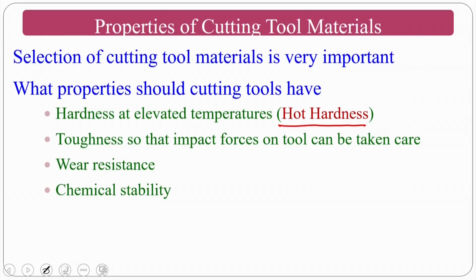The toughness is for the impact forces on the tool. Normally toughness also should be provided to the tool. The toughest tool material normally is HSS. If you don't provide toughness, what will happen? The impact forces it cannot absorb. And it should be wear resistant, otherwise tool wear will take place very fast. Then chemical stability, it should be stable whenever the machining operation is going on.